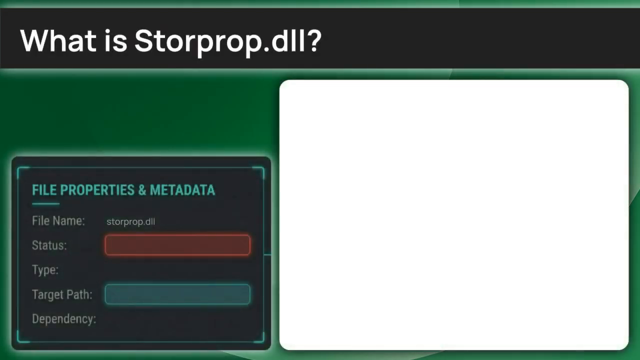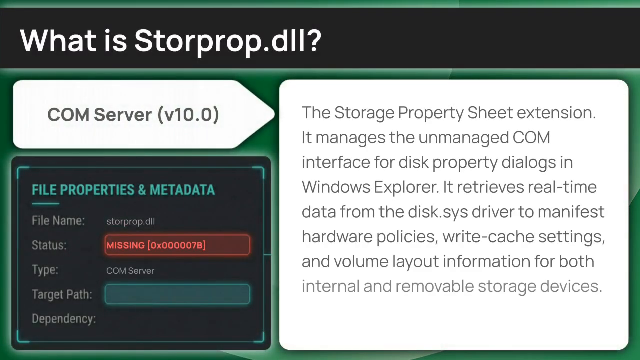This is the Storprop library, the storage property sheet extension. It manages the unmanaged COM interface for disk property dialogs in Windows Explorer. It retrieves real-time data from the disk.sys driver to manifest hardware policies, write cache settings, and volume layout information for both internal and removable storage devices.